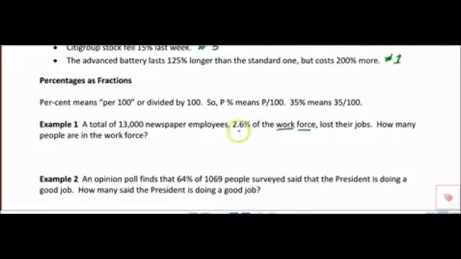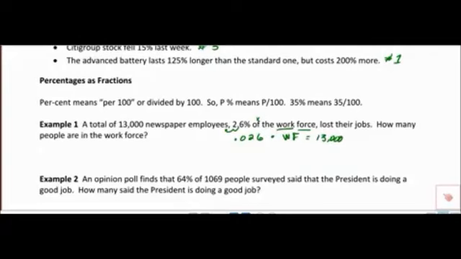Now think about this algebraically. First, 2.6% is the same thing. If I convert that to a decimal, I move it 2 places to the left. That's 0.026. So 0.026, the word of means to multiply, so it's times. The workforce is what I'm trying to find, so I'll just call that workforce. And 2.6% of that workforce was 13,000 employees.